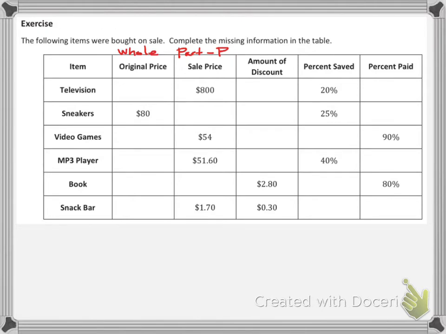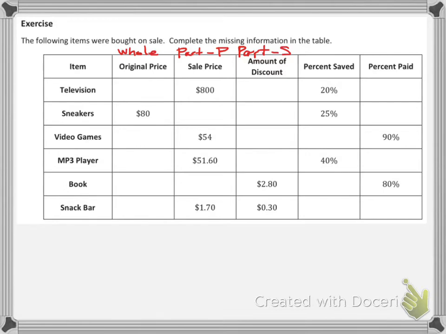Okay, the amount of discount is also a part, but that's a discount. We don't pay that. So I'm going to call that the part that we save. That's a part we save. Okay, so we have a part that we pay and a part that we save. If we add those two together, we'll get the original price.